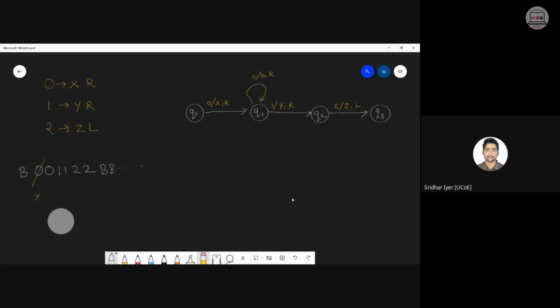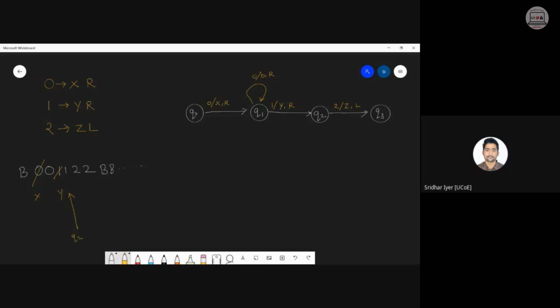So now my machine is pointing at this one and I am in Q1 state, right? So as per our diagram, we already have the transition over here. Q1 पे one आया तो replace that one with a Y. I'm doing it simultaneously over here. Replace that one with a Y and move the pointer to the right. So now I am in state Q2.